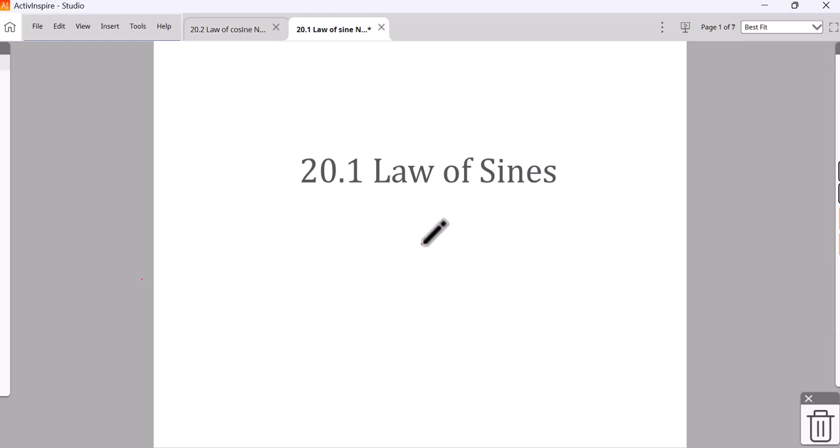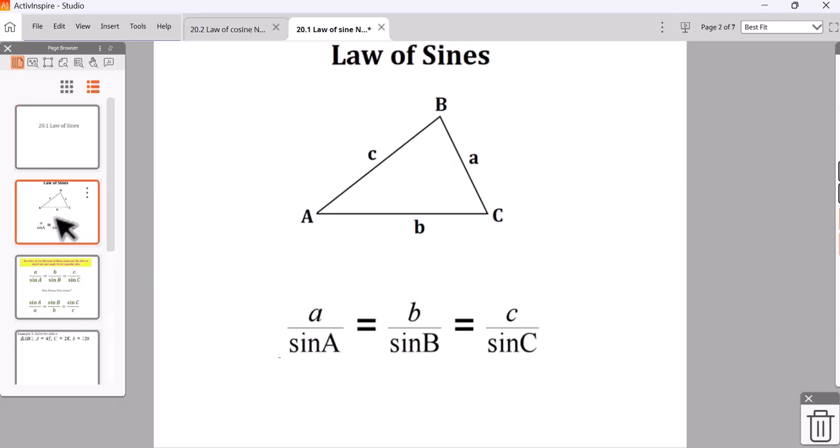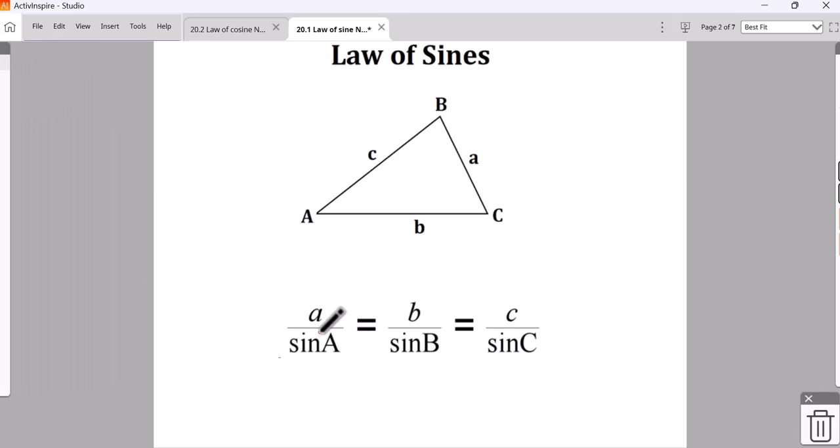Today we are talking about the law of sines. The first thing I want you to notice is that our uppercase letters are angle measures, which is why these uppercase letters, the angle measures, are inside of the sine value.